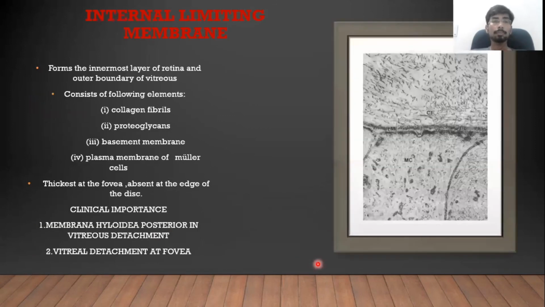Inner limiting membrane forms the innermost layer of the retina and outer boundary of the vitreous. It consists of collagen fibrils, proteoglycans, basement membrane and plasma membrane of Muller cells. Thickest at the fovea and absent at the edge of the disc. Clinical importance: membrana hyaloidea posterior in vitreous detachment and vitreous detachment at the fovea.